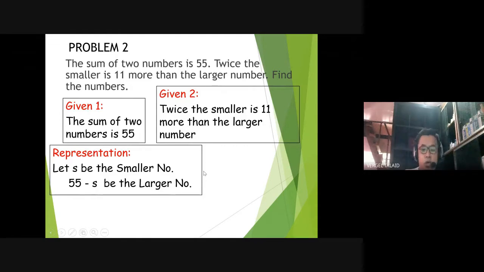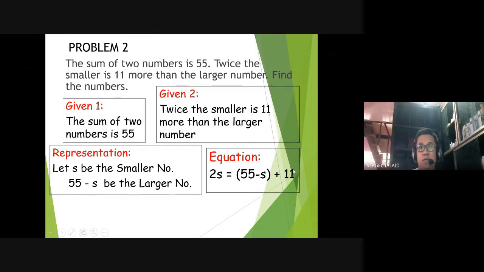Now, we have already the smaller is S and the larger is 55 minus S. Twice the smaller, meaning we are going to multiply 2 by S. Twice the smaller, so 2S, is 11 more than, so we are going to add 11 to the larger. Our larger is 55 minus S. So that becomes 2S is equal to (55 minus S) plus 11, where 55 minus S is the larger. Twice the smaller is 11 more than the larger.